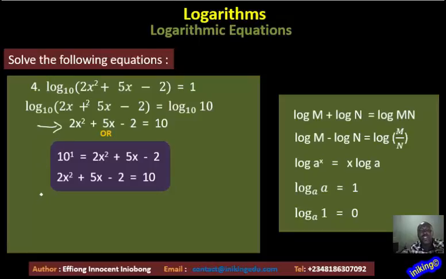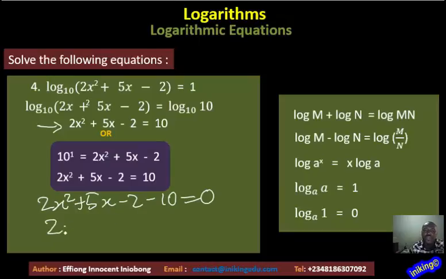Now, of course, you can see we can get a quadratic expression from here. We can simply say, this is 2x squared plus 5x minus 2 minus 10 is equal to 0. That is, I have 2x squared plus 5x minus 12 is equal to 0. This is the quadratic equation. And what do we do? We can simply use the factorization method and solve.